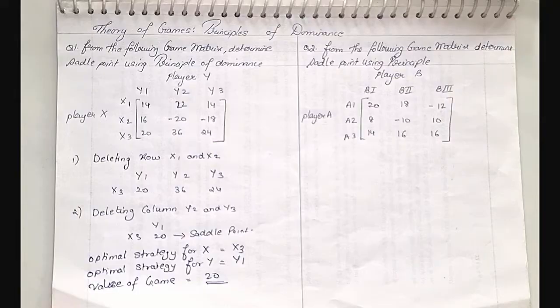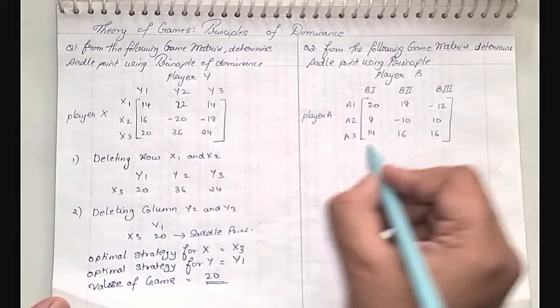Okay, so this is how you'll have to solve the sum based on the principle of dominance. First check the rows. If any row is smaller than the other, remove that out. From the columns, any column which is greater than the other, remove them out. Okay, chalo, the same we'll start here.